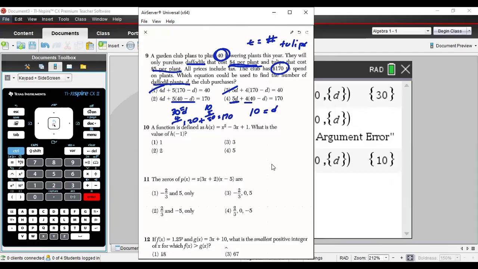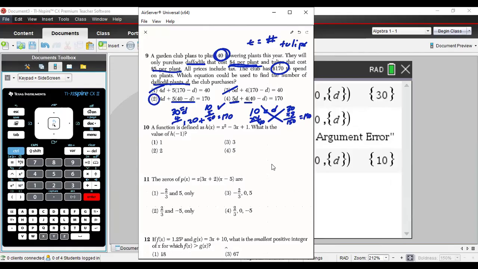Over here, it says we had 10 daffodils. 10 times 4 is 40, which means 30 would be tulips. And 30 times 5, because that would be the price, would be 150. So this would be 190. We only had $170, so it's not that one. It has to be this one. So it would be option 2.